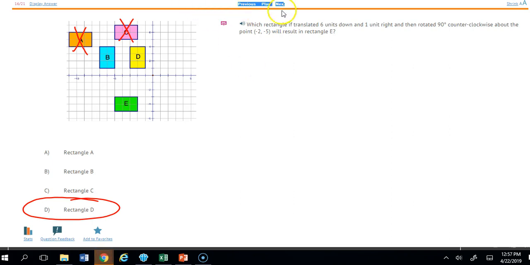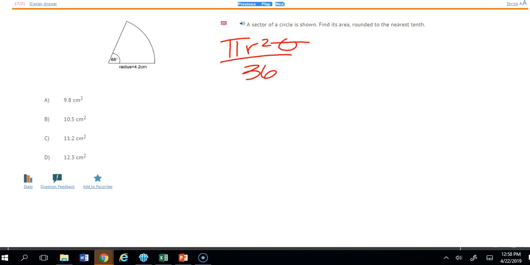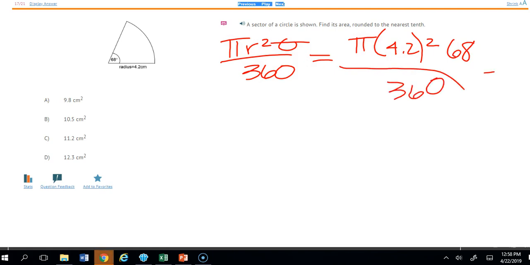The next question is an area of a sector. It says the sector of the circle is shown, find its area. That formula is pi r squared times theta over 360, on the bottom left-hand side of your formula sheet. So we're going to do pi times 4.2 squared times theta, which is 68, over 360. Notice that none of our answers have pi in them, so we need to multiply it out. When we do this, we get 10.5 centimeters squared. That is the answer to this problem.